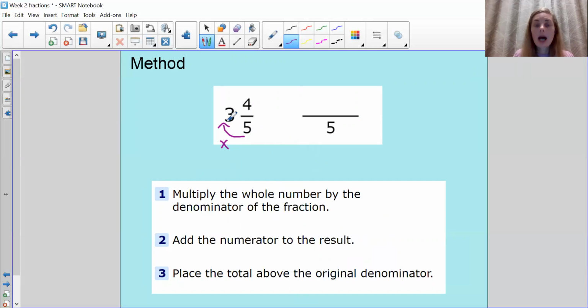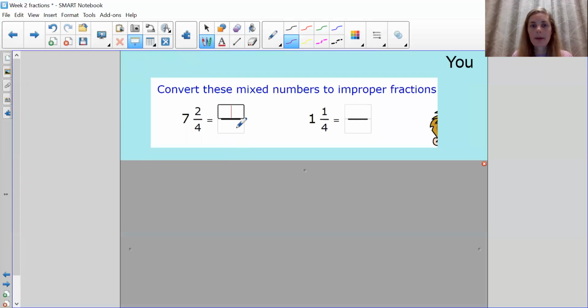So 5 times 3, and then do another arrow plus the 4. It's a very wonky 4 and plus though. Right. And so if I say 5 times 3, 15, 15 plus 4 is 19, okay? So I add the numerator and I place the total above the original denominator. So whatever that number is, must be that number as well, okay? So let's have a look at some together.